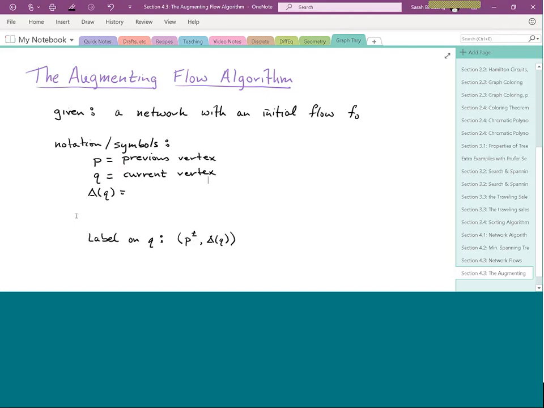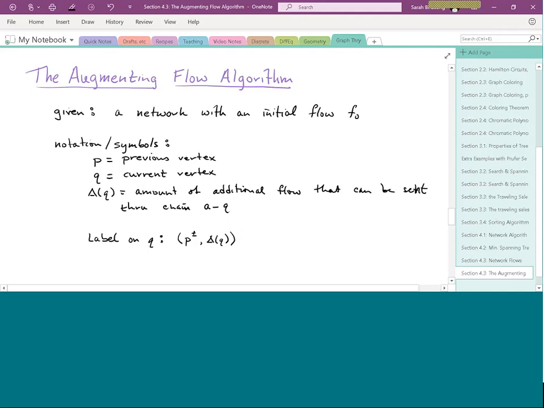Okay, so this is the amount of additional flow that can be sent through chain A to Q. So we don't know that that's how much additional flow we can push through the entire network, but at this point in our stage of working, this is the amount of additional flow that we can push through at this point in time.